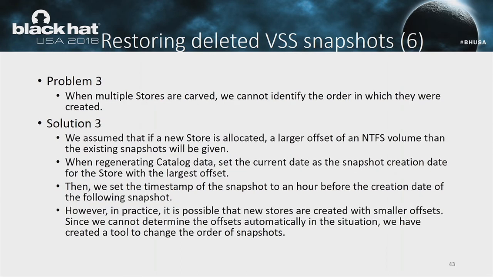And last problem: when multiple stores are carved, we cannot identify the order in which they were created. The solution: we assumed that if a new store is created, a larger offset of the NTFS volume than the existing snapshots will be given. When regenerating catalog data, set the current date as the snapshot creation date for the store with the largest offset. Then we set the timestamp of the snapshot to an hour before the creation date of the following snapshot. However, in practice it is possible that new stores are created with smaller offsets, since we cannot determine the offsets automatically in this situation. We have created a tool to change the order of snapshots.